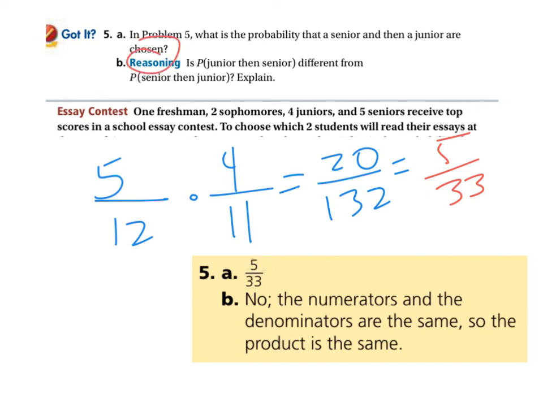A little bit of thinking here. Is junior then senior different from senior then junior, and explain? No, it's the numerator that makes the difference here. Now, if you did junior then junior, right, that kind of thing, then your numerator is going to be affected, but it's not affected in this case.